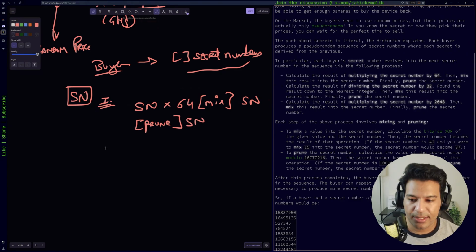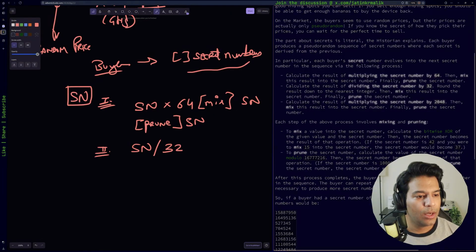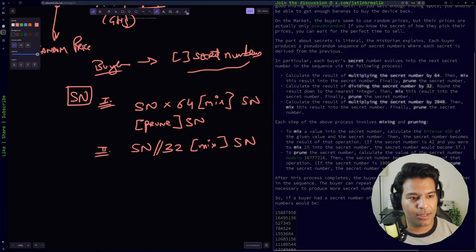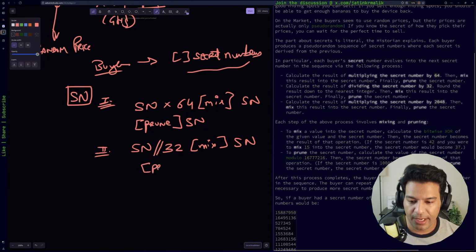And in the second step, it is saying to calculate the result of dividing the secret number by 32, so we are going to divide the secret number by 32. Round the result down to the nearest integer. Since I'm using Python, I can just use the double divide and it will round down automatically. And then mix this result into the secret number, and finally prune the secret number. So we are doing the same thing again, a prune process on the secret number.